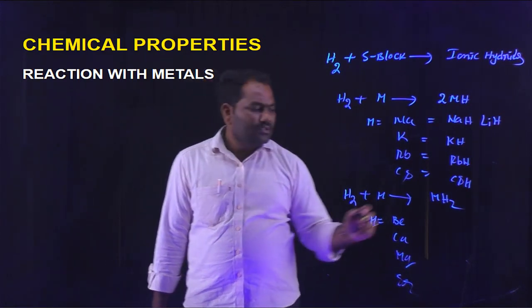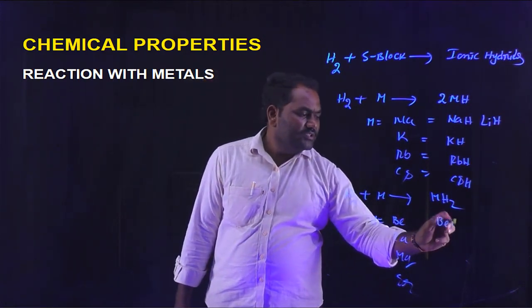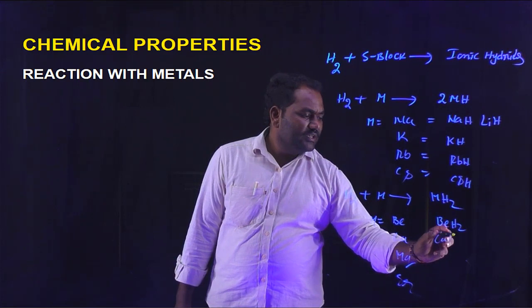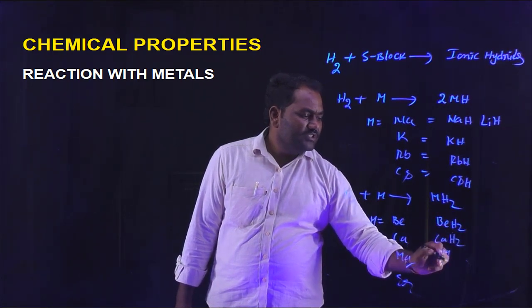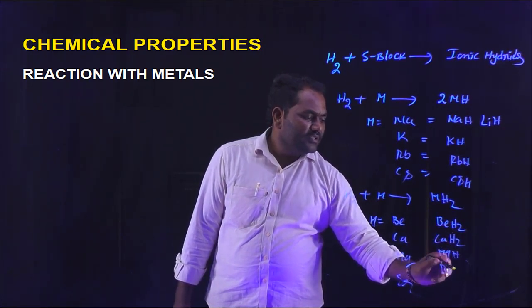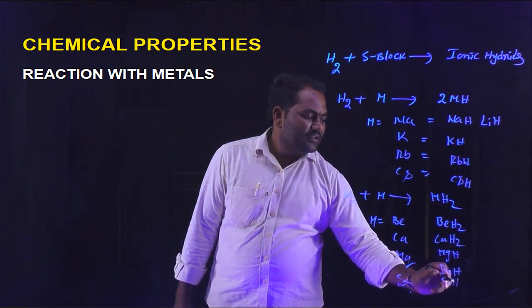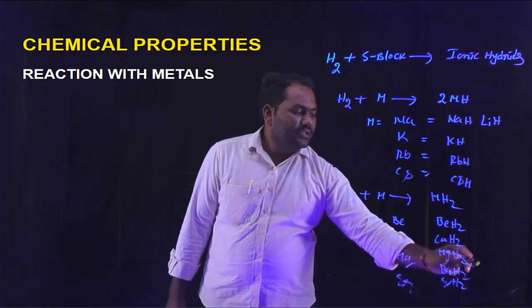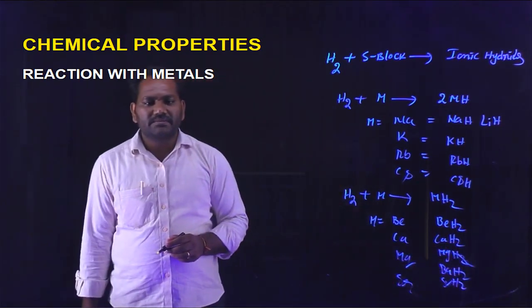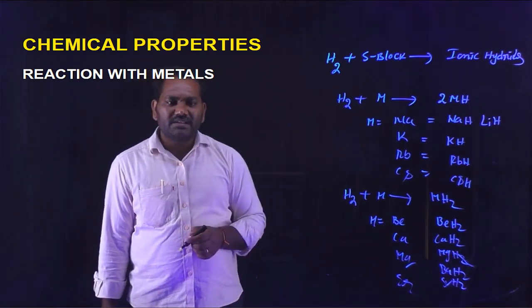Here also the compounds are BeH2, similarly CaH2, similarly MgH2, similarly BaH2 and SrH2. Okay, these are the compounds. These are also having ionic nature.